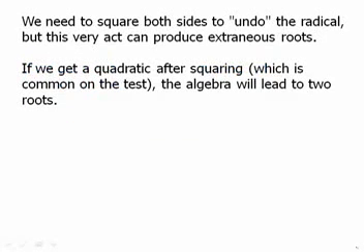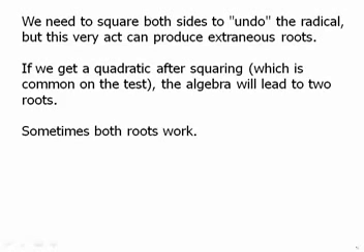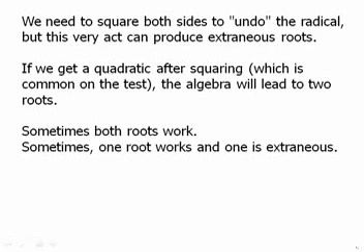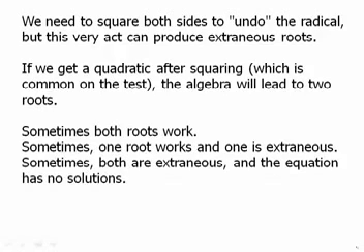We need to square both sides to undo the radical, but this very act can produce extraneous roots. If we get a quadratic after squaring, which is common on the test, the algebra will lead to two roots. Sometimes both roots work. Sometimes one root works and one is extraneous. Sometimes both are extraneous and the equation has no solution.